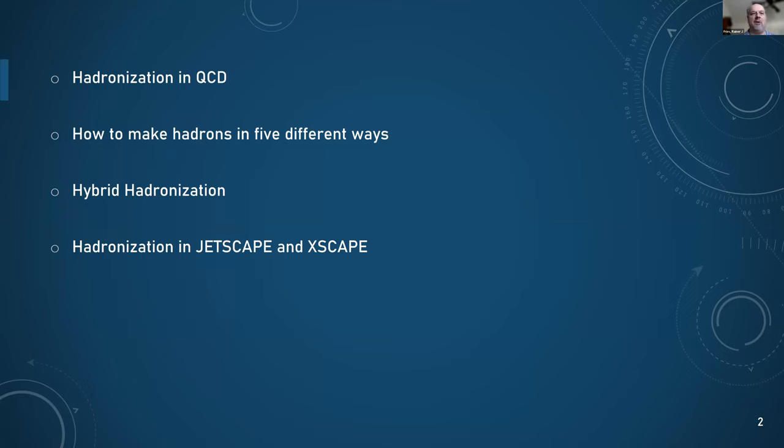All right. Okay, so how to make hadrons in 5 different ways. Then I will focus on the model which sort of I've worked on the most, maybe naturally, which is also in JETSCAPE, and you'll spend some time in the hands-on sessions also working with that, which is the model is hybrid hadronization. And there's first sort of a more general, like sort of formalism-based chapter, and then I'll talk about hadronization specifically in JETSCAPE and XCAPE, which, well, there's actually 3 different models right now, which you could choose from.